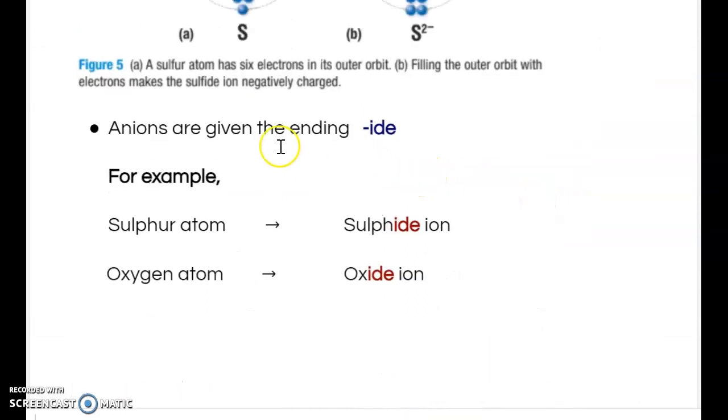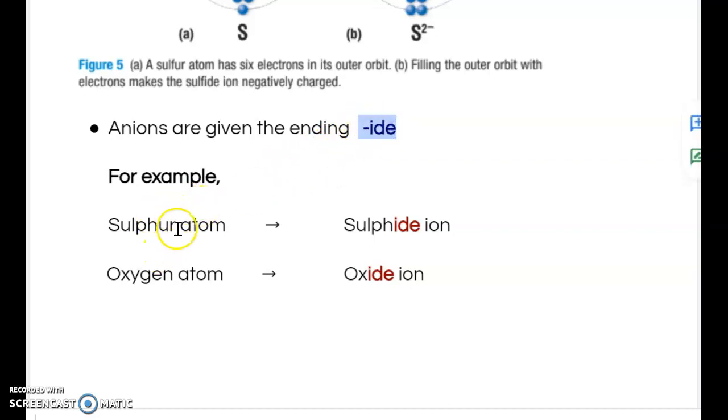So we talked about cations and anions, and when you have a cation and an anion forming an ionic bond, anions are given the ending IDE. You do not give cations the ending IDE. The negatively charged anion is always given the ending of IDE.